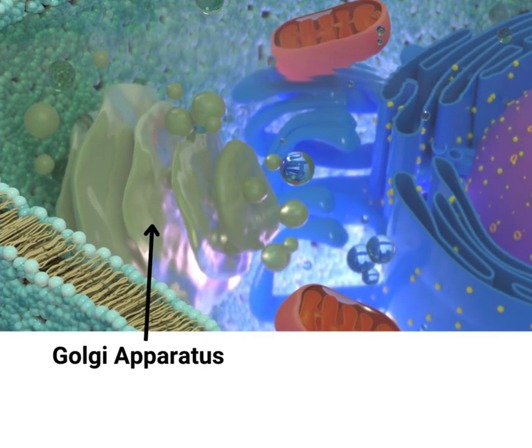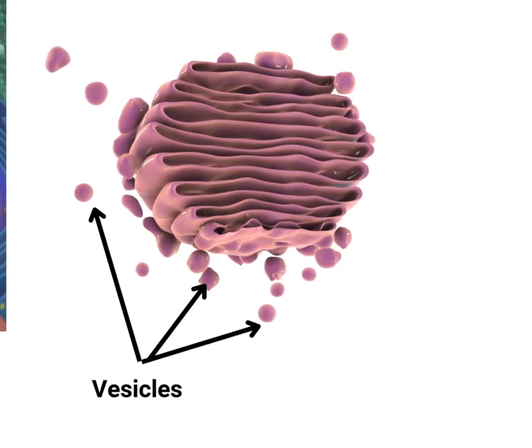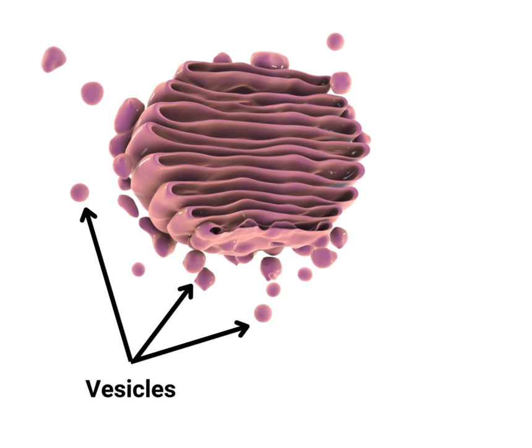Think of the Golgi as the cell's post office, okay? It modifies, sorts, and packages proteins and lipids into vesicles, a little envelope, so that they can be transported to their final destinations inside or outside of the cell. As a nutritionist, understanding this process is crucial because it's how nutrients get processed and utilized by the body.